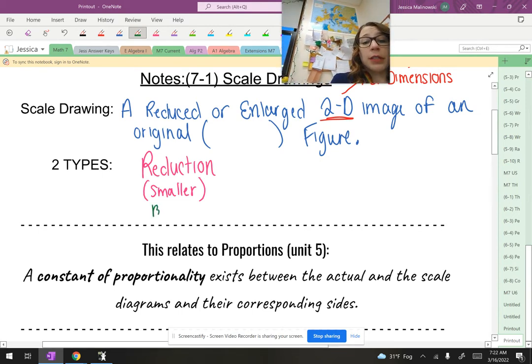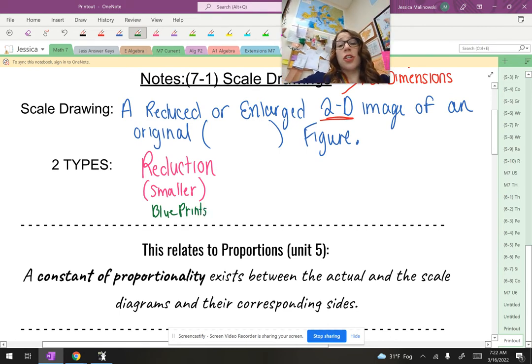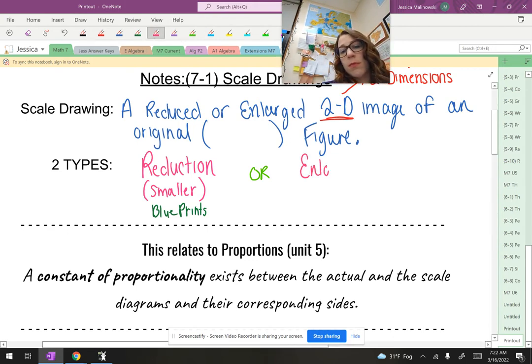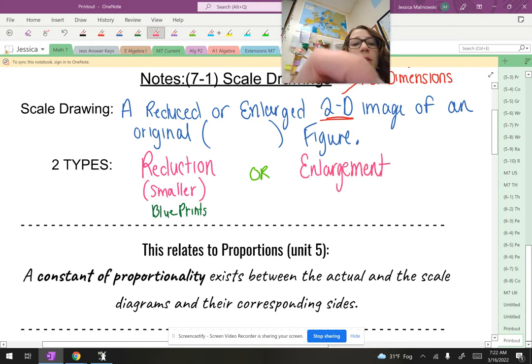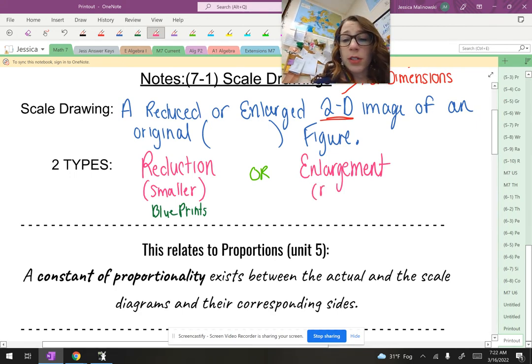When you're talking about building a building, or even just a house, you're taking something larger and you're condensing it, or reducing it down to fit on a piece of paper so you can plan it. So we've got reductions, or the other type is an enlargement. And an enlargement, as I'm sure you can put together, makes something bigger.